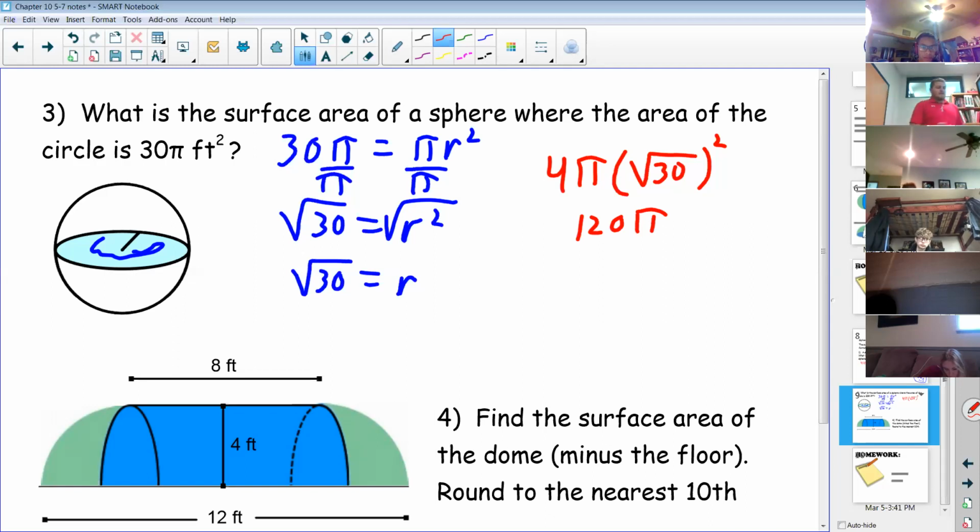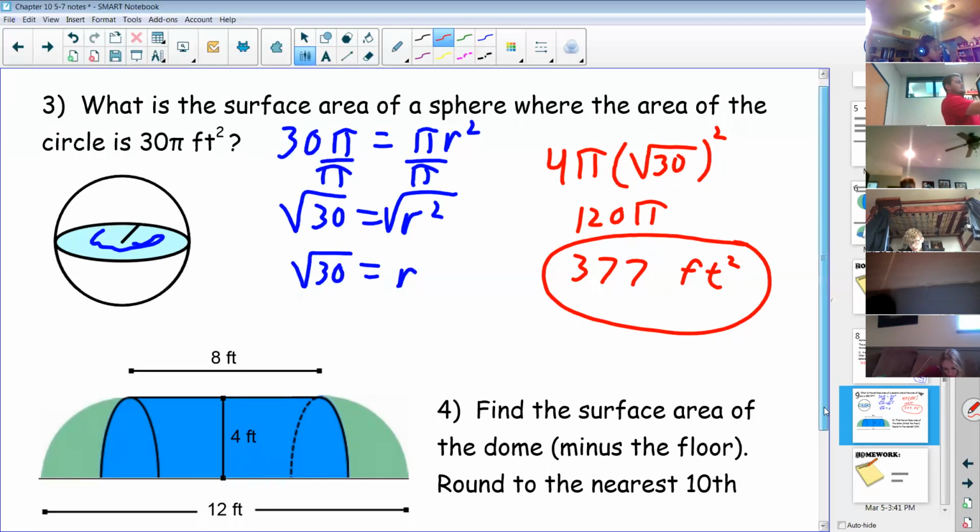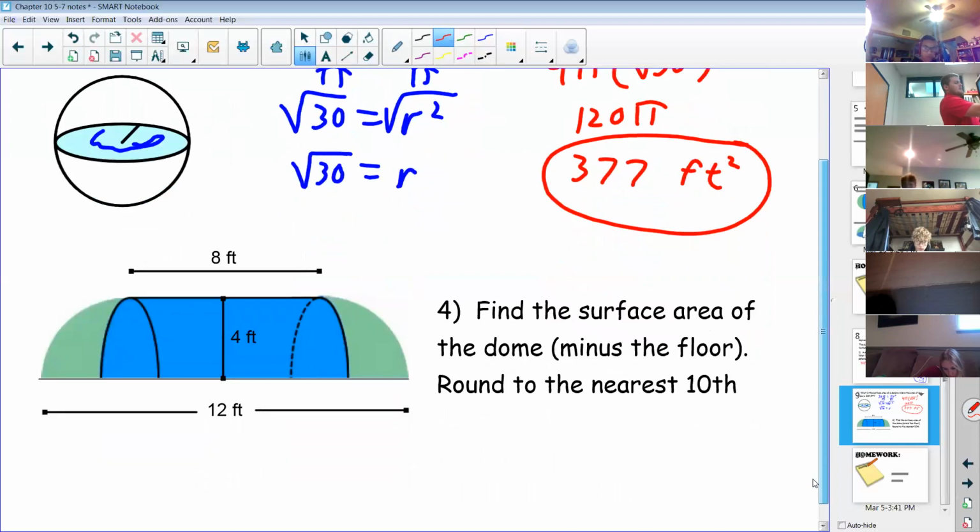And then to make sure I got it in a decimal, I take 120 times pi, and I get roughly 377 feet squared, right? Because this is still an area. So then I used the area of a circle, worked backwards, found the radius, used that radius to find the area of my sphere. Any questions on that one?